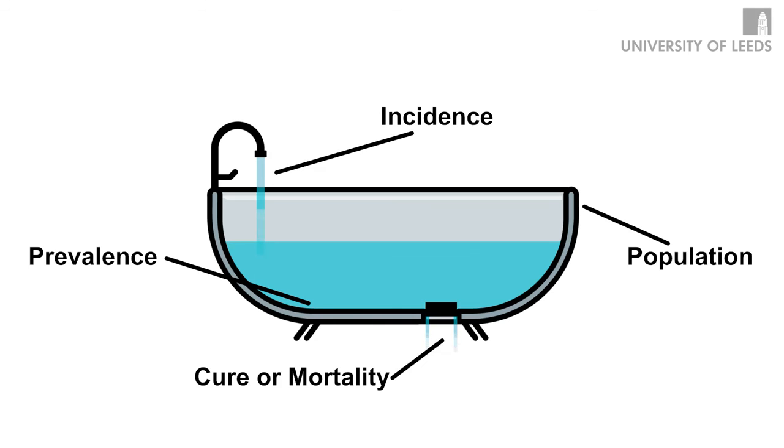With long-term or chronic conditions such as COPD, we are more interested in the water in the bathtub, as there is a plug keeping most of the water from going down the drain. The water coming through the tap is only giving us part of the picture.